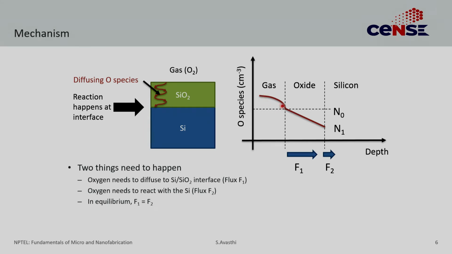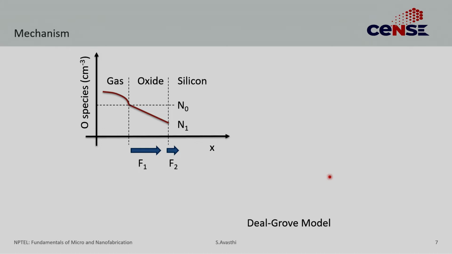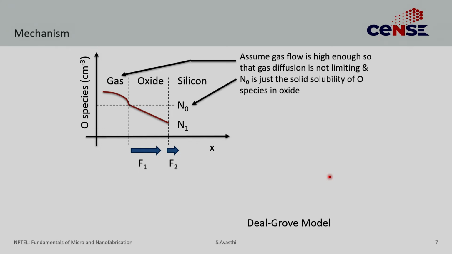The other flux that is of importance is the flux of oxygen species within the oxide itself. So this is this flux, F1. And then the last is the flux of the oxygen species reacting with silicon to form silicon dioxide. So that is this, that is happening at the interface. Now all of these fluxes are in series, and things that are in series must be similar, otherwise there will be accumulation. So if this is steady state, F1 must be equal to F2.